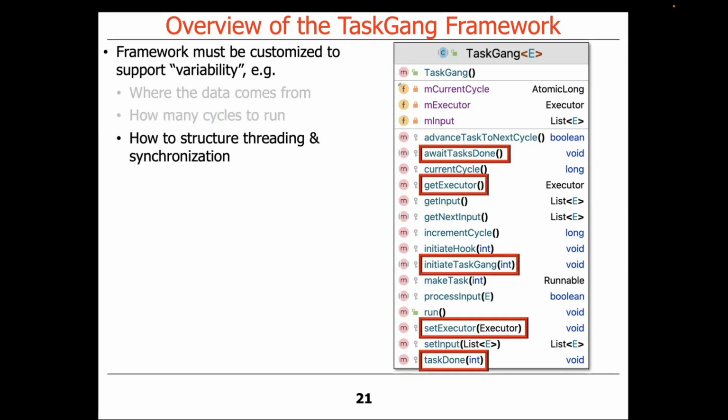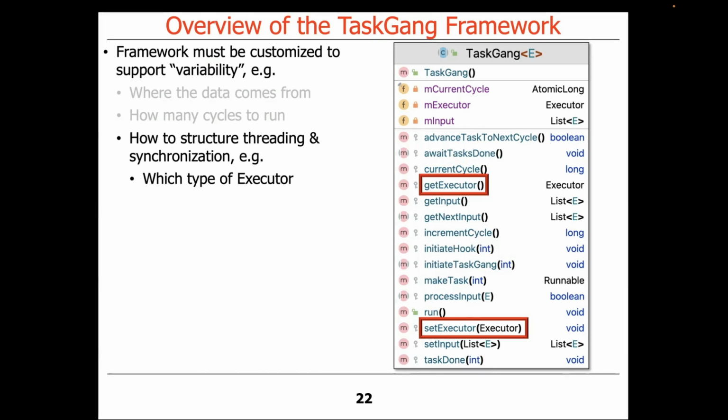Something very important in the TaskGang, surprise, surprise, is how to structure threading and synchronization. And you can see here that we've got 5 different methods. We've got the initiate TaskGang, the set executor, get executor, await task done, and task done hook methods. And the get and set executor determine what type of executor is going to be implemented. Notice it's completely generic by default. You can have a fixed type of executor with like a fixed thread pool or a cached thread pool or a work stealing pool, et cetera.